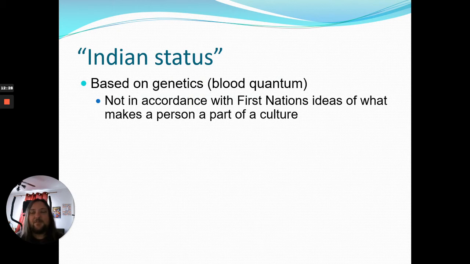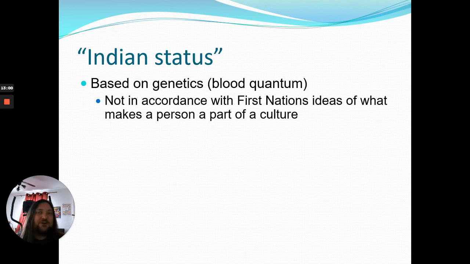It's also important to remember that it's not something that First Nations people themselves created, all right? It's the federal government that made this up, and it doesn't go along with First Nations ideas of what makes a person a part of a culture. To the federal government, it's based on genetics, or you'll hear the term blood quantum, right? How much Indian blood do you have? And that's not something that was ever a part of First Nations cultures for the most part, right?